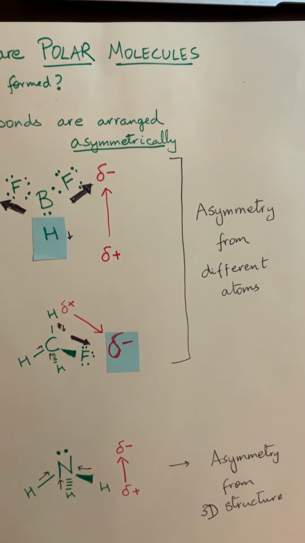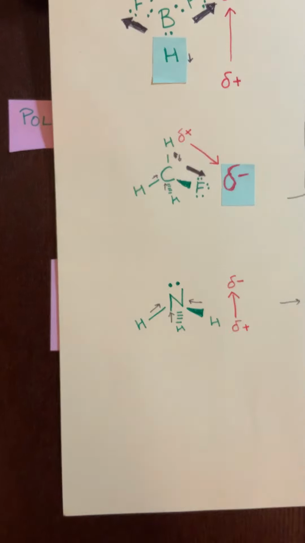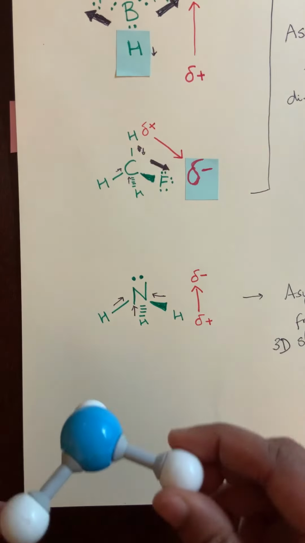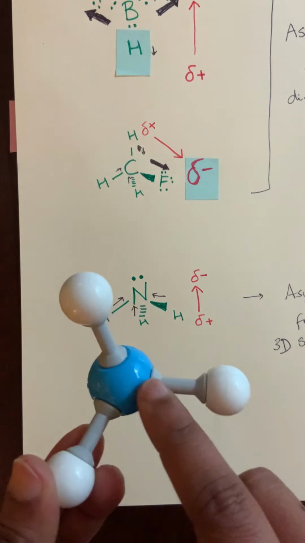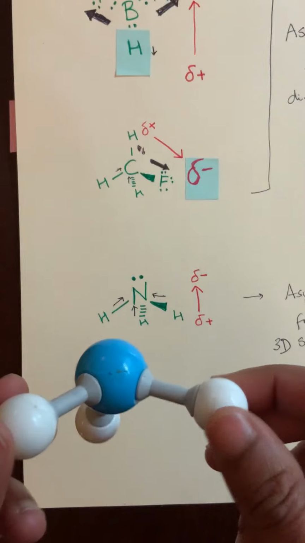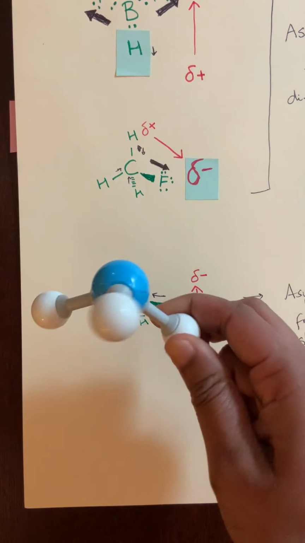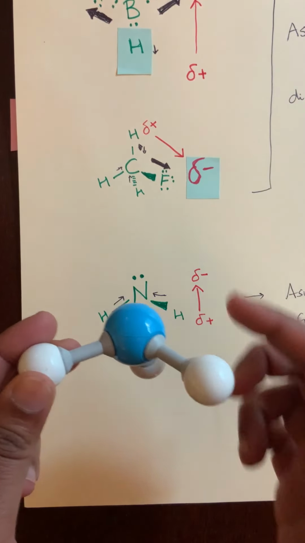There's another way in which molecules can get their asymmetry. So let's look at this one. Over here, we have nitrogen with 3 hydrogens. So these are all the same bond. Nitrogen, hydrogen, nitrogen, hydrogen, nitrogen, hydrogen. They're all the same bond. The asymmetry comes in the way that the molecule is set up. So you have hydrogens at the bottom, the nitrogen is at the top.